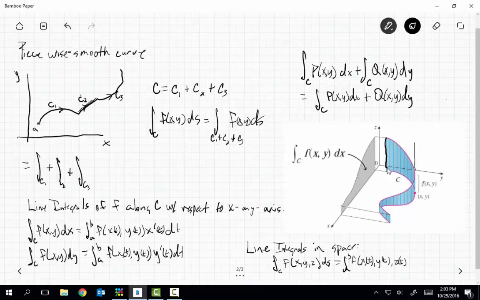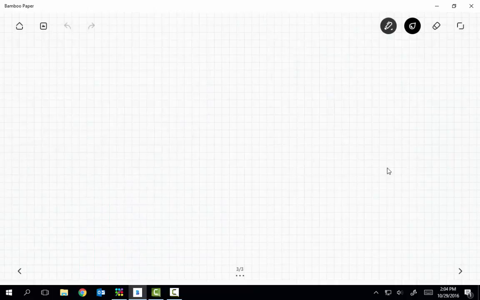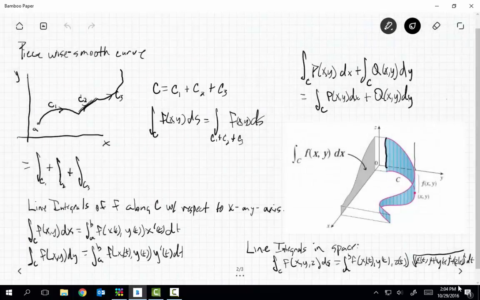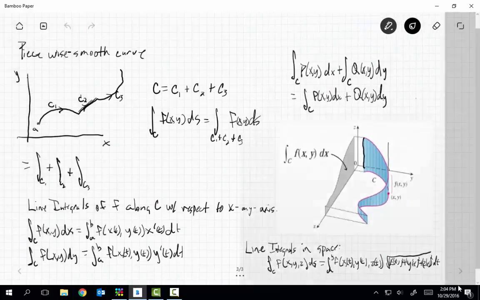In other words, it's just an extension. That's all that we're doing. And then the square root of x prime of t squared plus y prime of t squared plus z prime of t squared. And then, of course, don't forget our little dt sitting there. So we should be super comfortable by now talking about these line integrals in space, even if it's difficult to wrap our brains around it geometrically. We can theoretically see how that extension just pops out to make this equation, as opposed to the other equations that we dealt with. Okay?